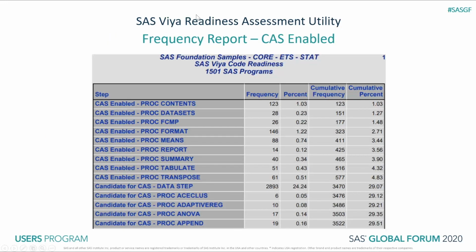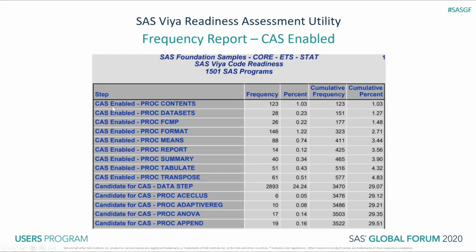We're going to review a couple of the reports produced by the utility. This is the frequency report. And we can see in the frequency report, we ran the utility against 1,501 SAS jobs. And those jobs are actually from the sample programs that are delivered with SAS Foundation from Base, Core, our ETS product, and our STAT product.